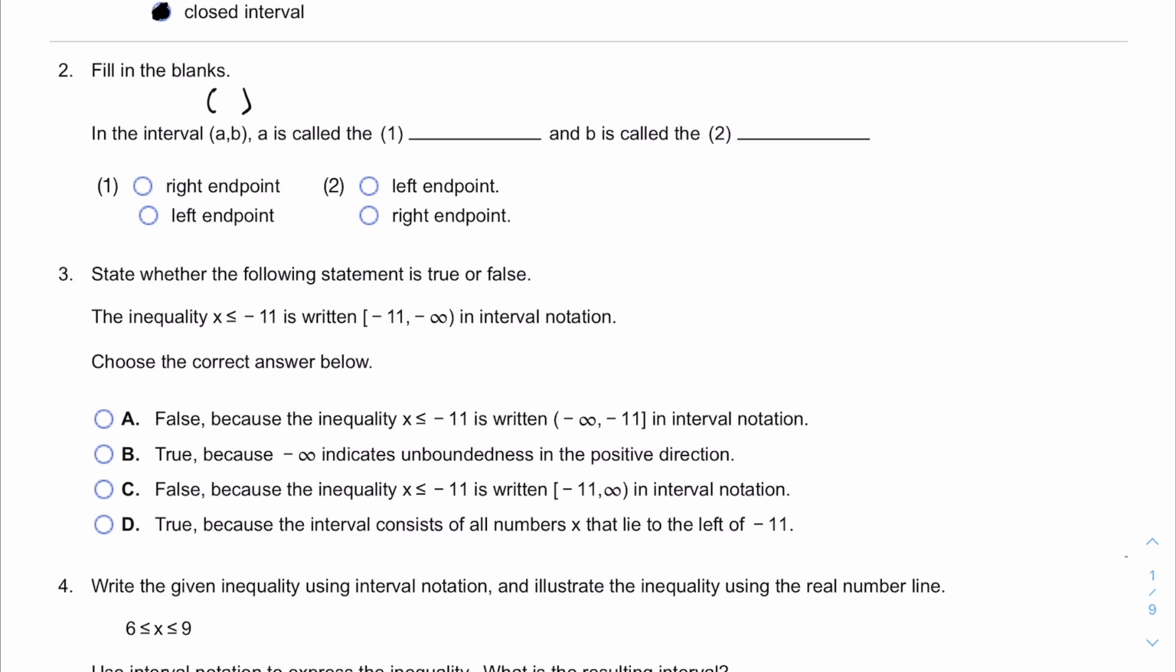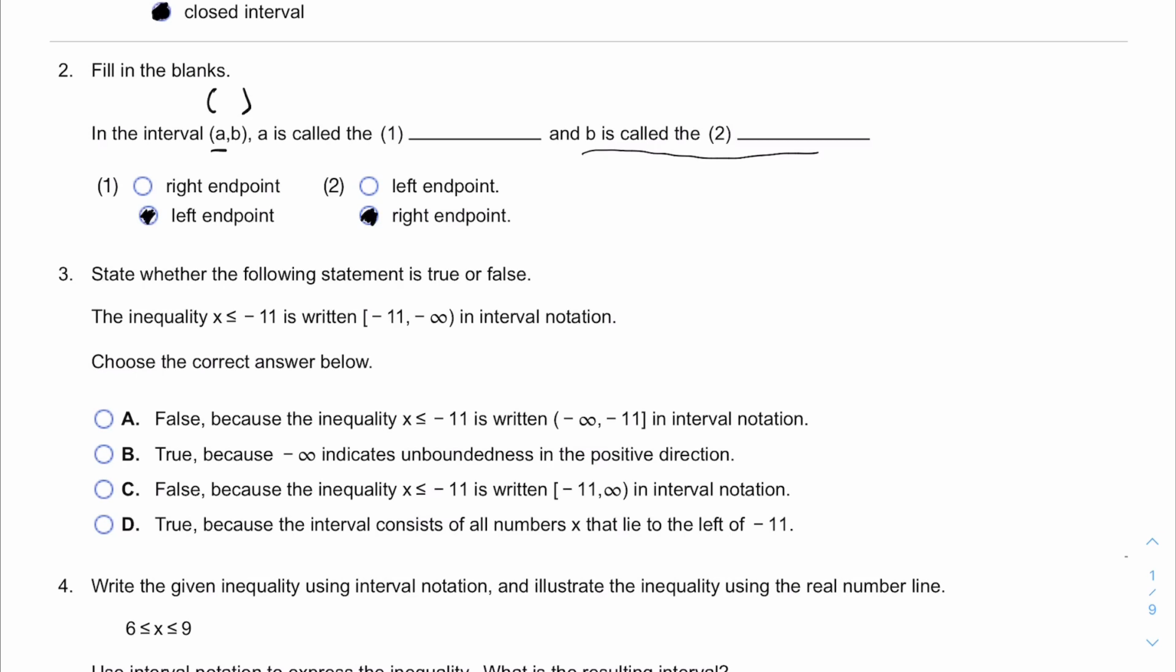Now they want to know, A is called the left endpoint, okay? And then B is called the right endpoint.